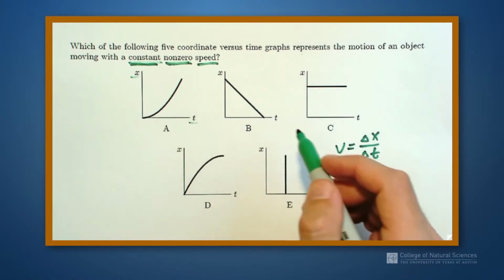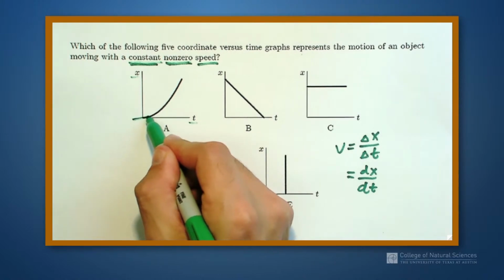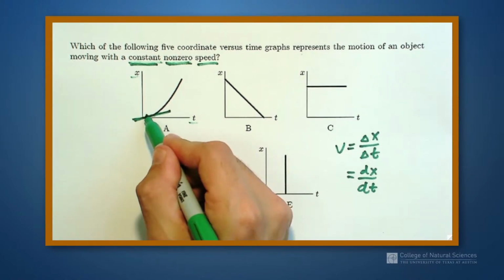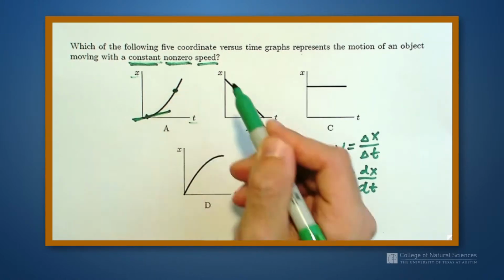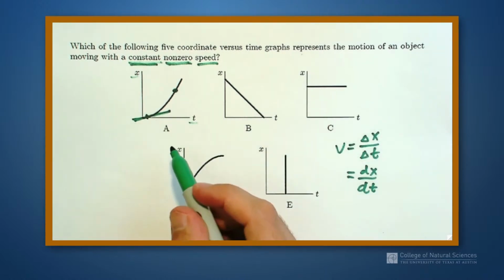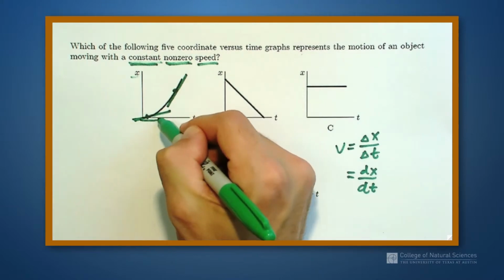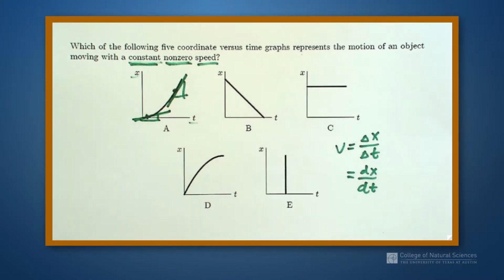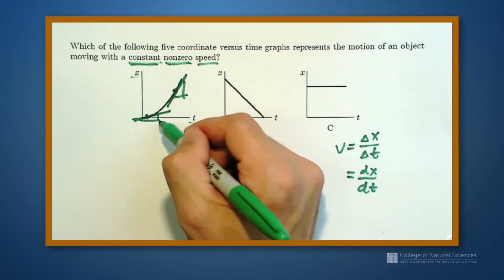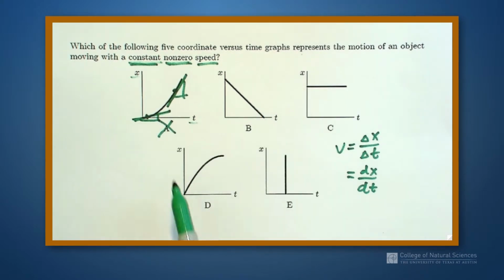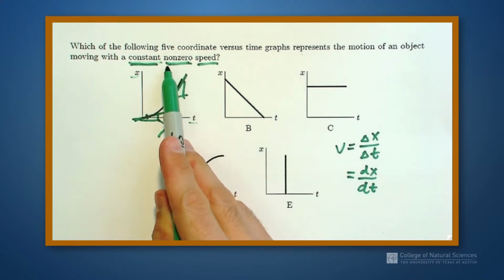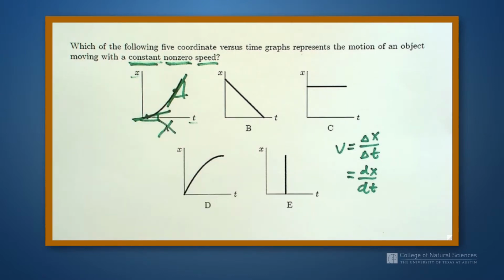So if I look at this first graph, A, I draw the slope at this point right there. And I notice that it's going to be a straight line. But if I draw it at another point, I'll see that this slope and this slope right there are different. So A is not the right answer. It's not 0 for its speed, but it's not constant. This is a changing velocity.